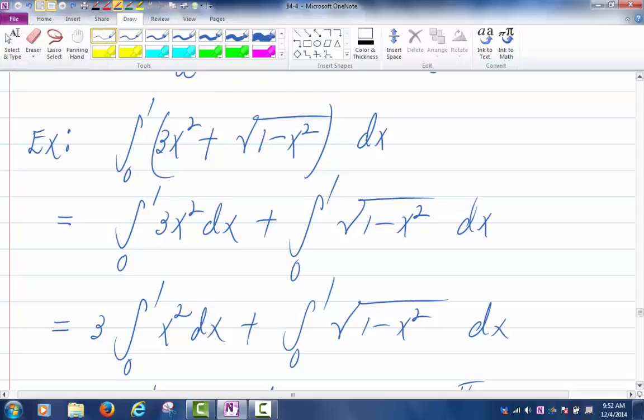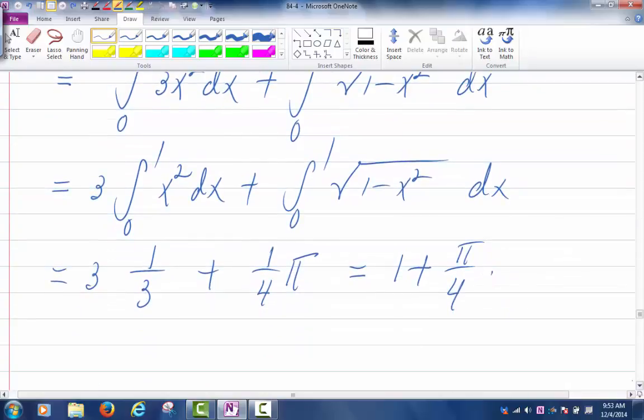1/3. And just a few minutes ago, we evaluated the integral from 0 to 1 of root of 1 minus x squared by interpreting that as the area of 1/4 of the circle, right? So we know that the area of the first integral here is 1/3, this guy is 1/4 of pi, and then if I add them, I get 1 plus pi over 4. Is everybody okay with this example? You guys are okay with that example?